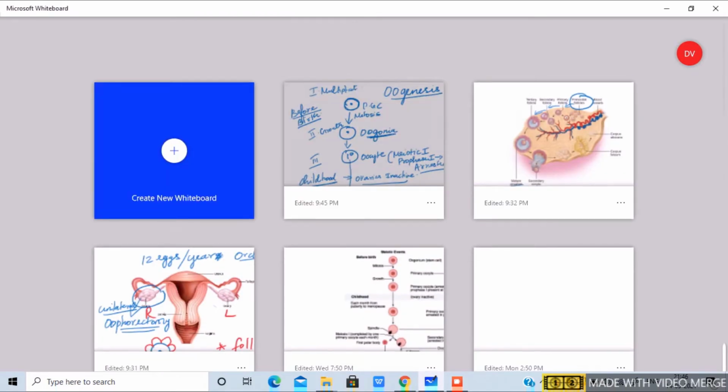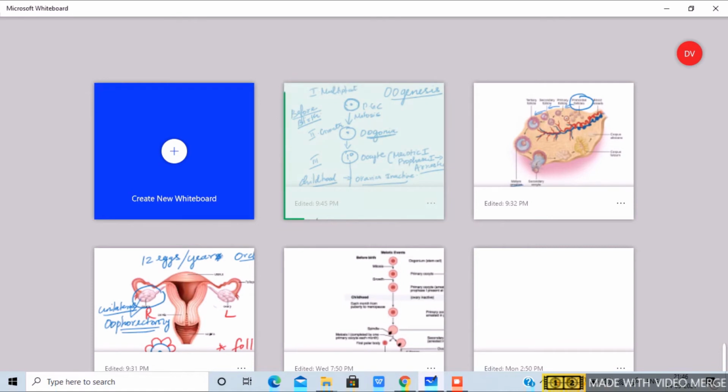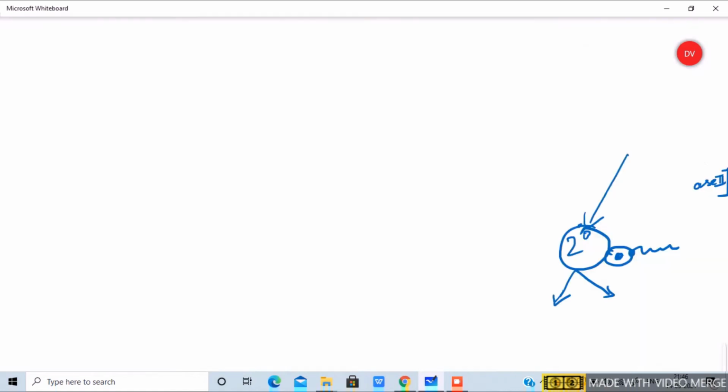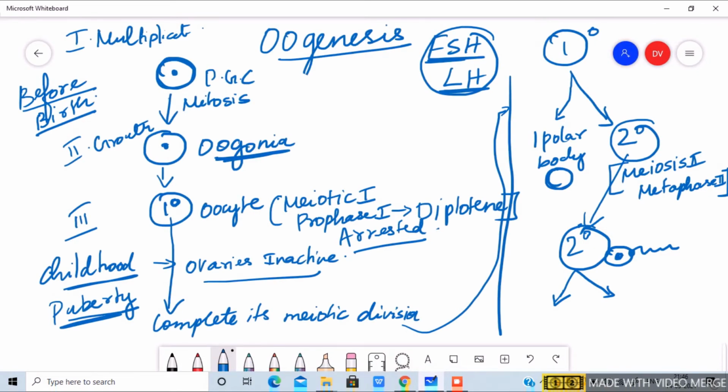Yes, guys. Did you understand? Only then what will form? What will form from the secondary oocyte? It will form the ovum. And what about the next one? It forms a tiny polar body, which is the second polar body. That's all. Understood, guys? So this is what happens.